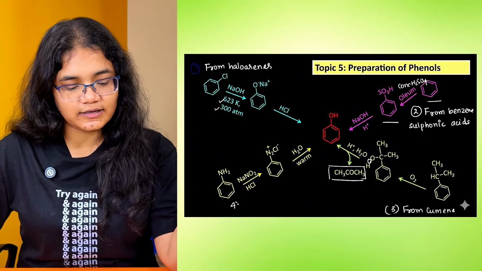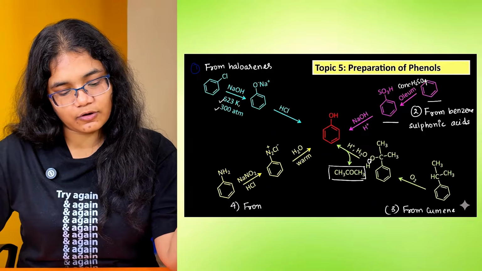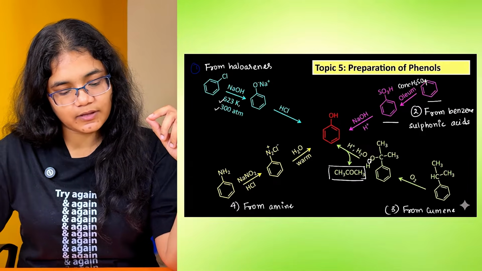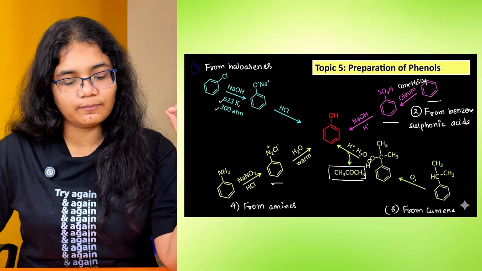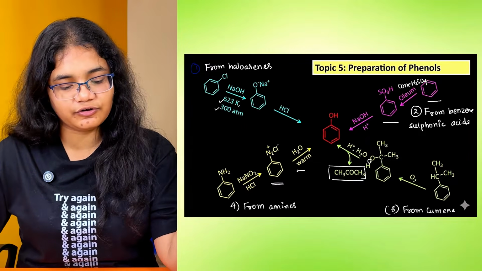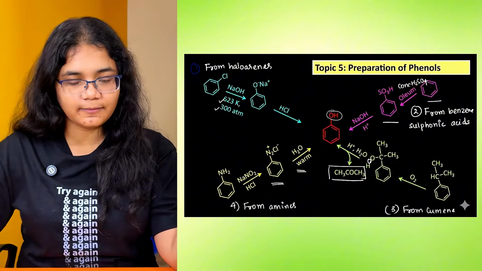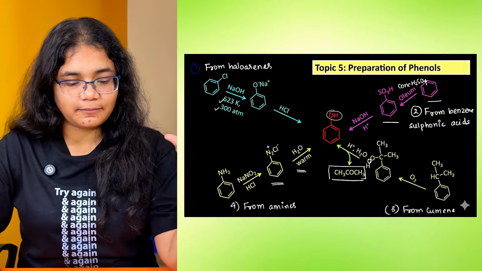Next, the fourth one is from amines or from benzene diazonium chloride. So I'm writing here from amines. First of all, amines are converted to benzene diazonium chloride, and then if you treat it with warm water, this whole group will be replaced with an OH group. Clear? So these are the 4 methods of preparation of phenols.